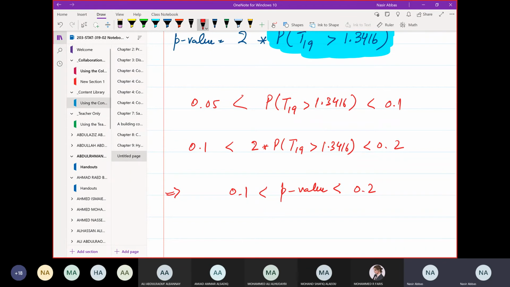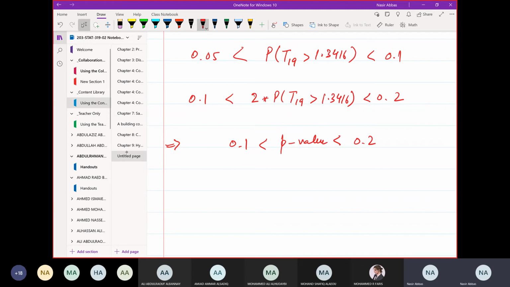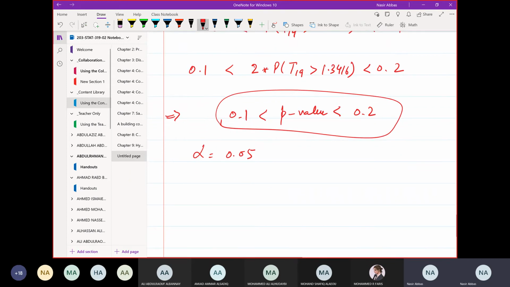Whatever this p-value is, if you compare it with alpha, assuming alpha is 5%, anything between 0.1 and 0.2 is obviously more than alpha. So you will say p-value is not less than alpha, so we fail to reject H0. So what's the deal? The deal is you have to convert every question of T distribution into bigger than, because the T table is available in bigger than form. And you have to convert every question of Z into less than, because Z table is available in less than form.